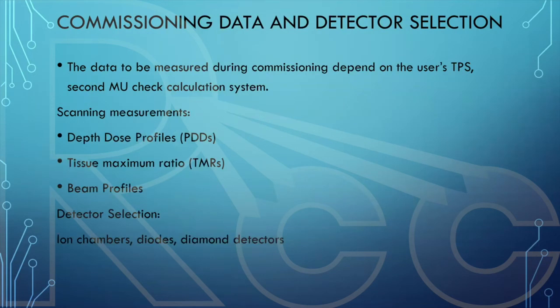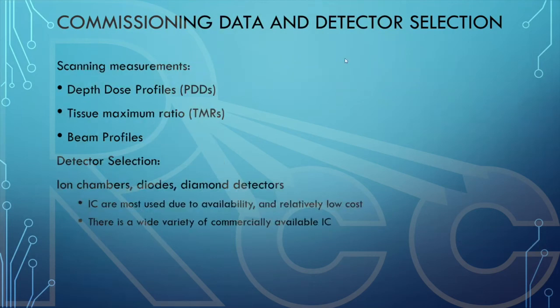Usually the scanning measurements that we need include PDDs, TMRs, and beam profiles. Depending on these types of measurements, we can select either ion chambers, diodes, or diamond detectors. But as I said before, sometimes we don't have all of them. We have some of them. Usually the ion chambers are the most widely used due to the availability, and they are not that expensive compared to other detectors.